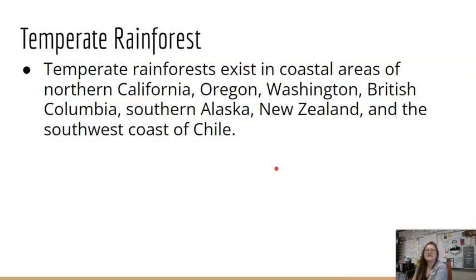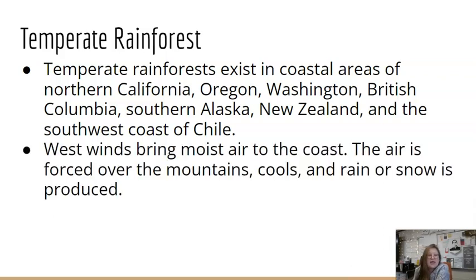Temperate rainforests exist in coastal areas of Northern California, Oregon, Washington, British Columbia, Southern Alaska, New Zealand, and the southwest coast of Chile. They also are Miss Howard's favorite biome, because temperate rainforests are my happy place.